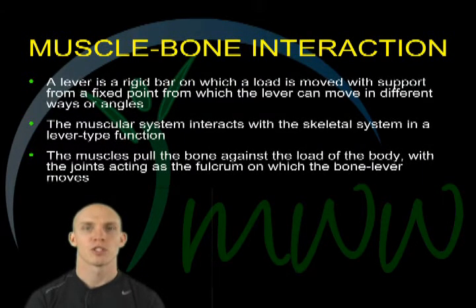A lever is a rigid bar on which a given load is moved with the supporting help of a fulcrum, or fixed point that enables the lever to move in different ways or at different angles. The muscular system interacts with the skeletal system in a similar lever-type relationship. The muscles pull the bone against the load of the body. You can think of the joints as the fulcrum on which the bone lever moves.